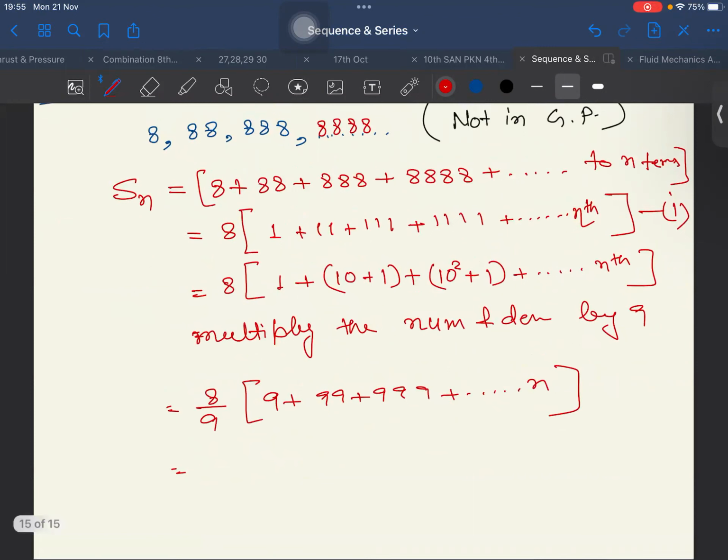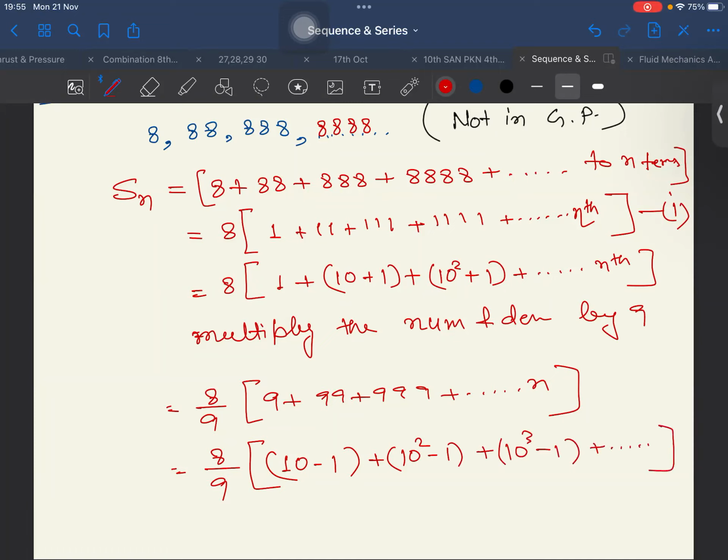Now we can write 8 upon 9. So now we can write in terms of 10: 10 minus 1 plus 10 square minus 1 plus 10 cube minus 1 plus up to n times. You can also use this series. Okay, this will be a little lengthy, but again you will get the same answer. It's not like it is different. You can again get the answer from equation number 2 also. I can show you that as well, but this one is little easier to find out. Okay, we'll see how. And this will be equal to 8 upon 9.